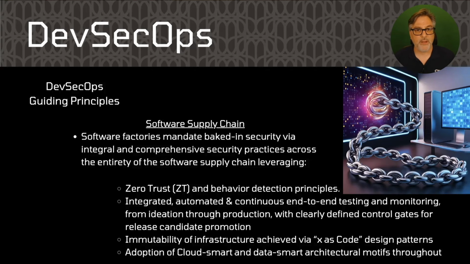Next up, integrated, automated, and continuous end-to-end testing and monitoring from ideation through production with clearly defined control gates for release candidate promotion. That's what we saw in the slide before with the DoD model and its set of infinite loops. That continuous end-to-end testing and monitoring is right there in the diagram, and it's held up here in the guiding principles as well. Next up, immutability of infrastructure achieved via X as code design patterns.